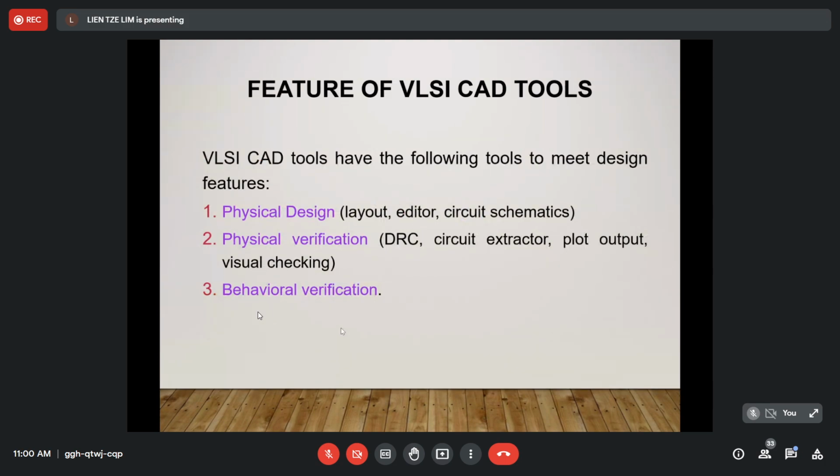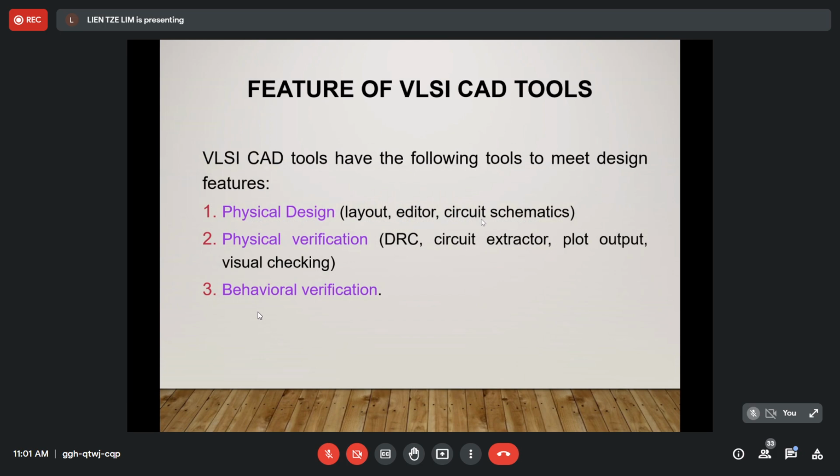VLSI CAD tools have the following tools or functions to meet the design features. The first one is the physical design. One of the functions here is that the CAD tools have functions for the designer to design. The physical designs here, as given, are the layout editor and circuit schematics. It means that in the tools, designers are allowed to create a layout or circuit schematic, and there is an editor function for the designer to do that.